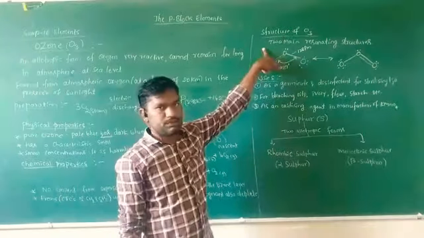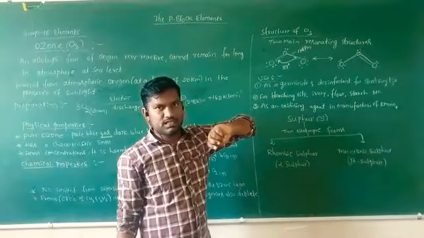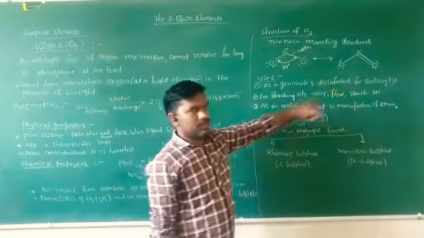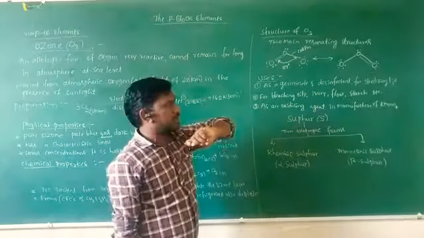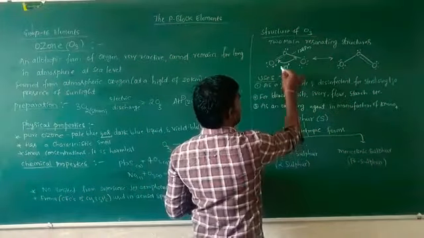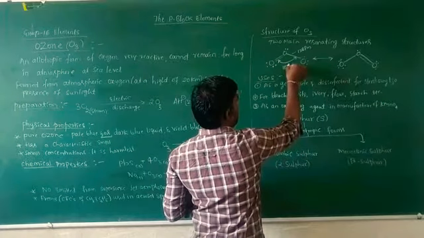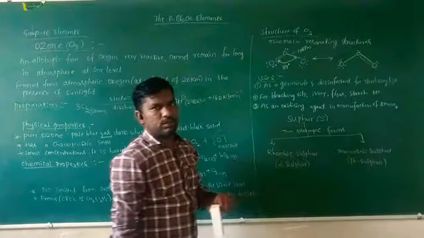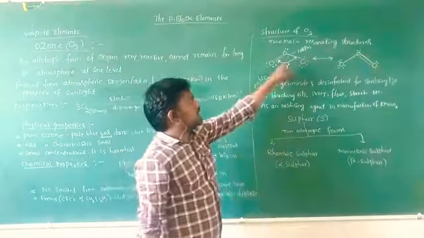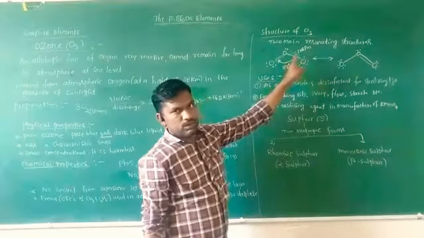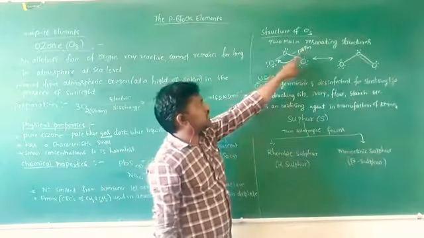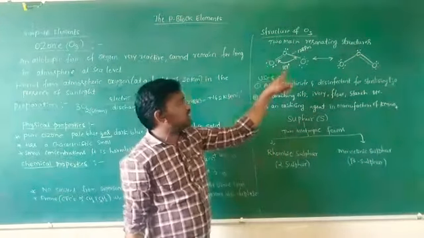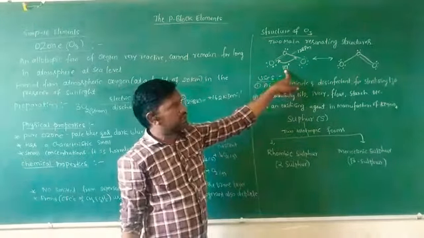The structure of ozone has two resonating structures like this, O3 and O3. One has a double bond and one has a single bond, with bond pairs and lone pairs. The bond length, the distance between O and O, is 128 picometer, and the bond angle between the oxygens is 117 degrees.